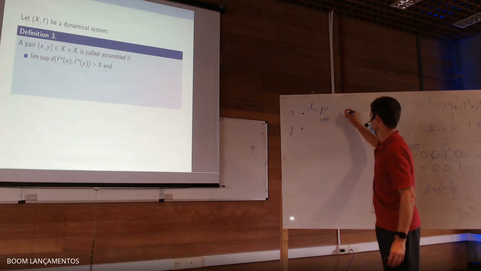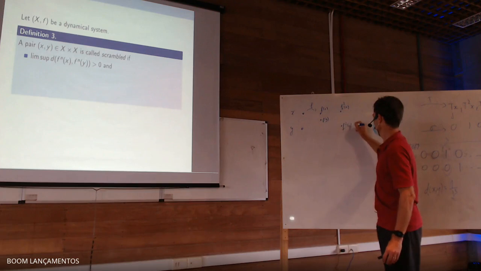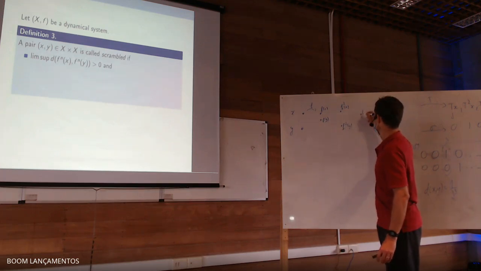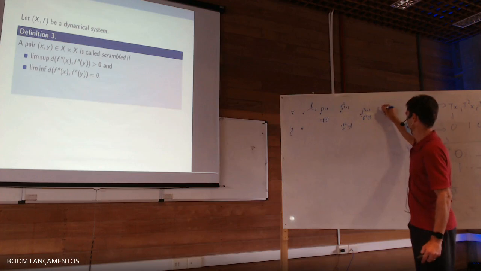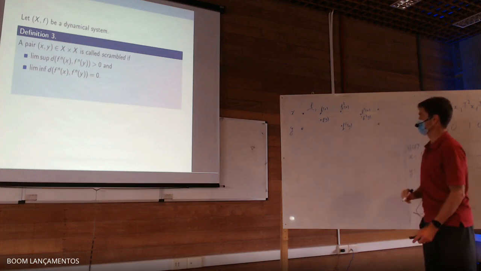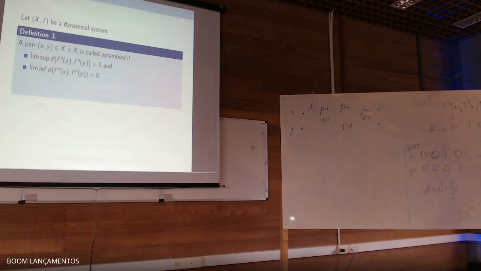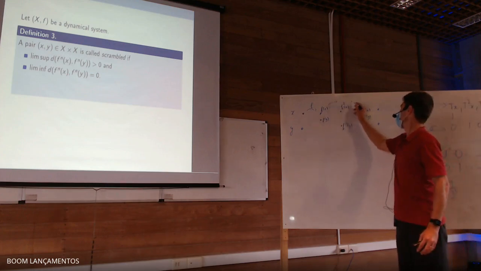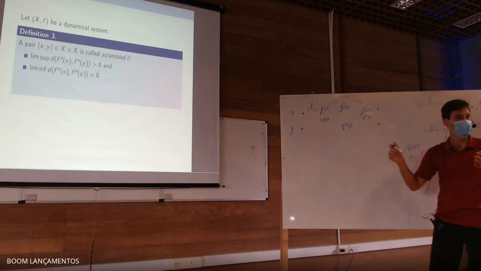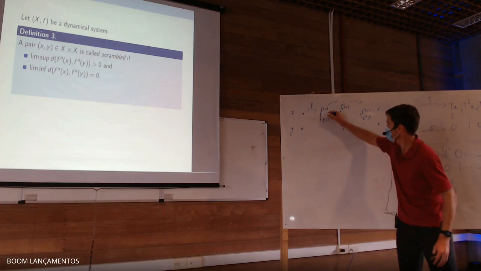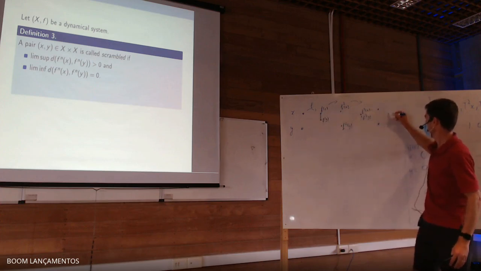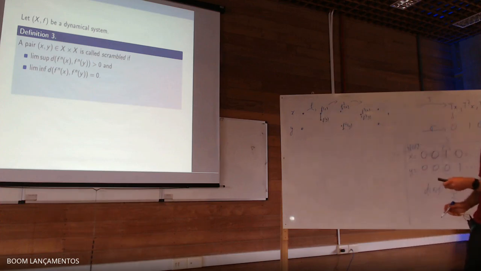So maybe I'll get here f square of x and f square of y, and maybe here f cube of x and f cube of y. Why am I doing this? Some are getting closer and closer, and the other ones I'm keeping a distance, right? So when you iterate these two points, you find a subsequence of the iterates where they're getting really close to each other, like this one. The distance is getting smaller and smaller. So the limit inf is 0.